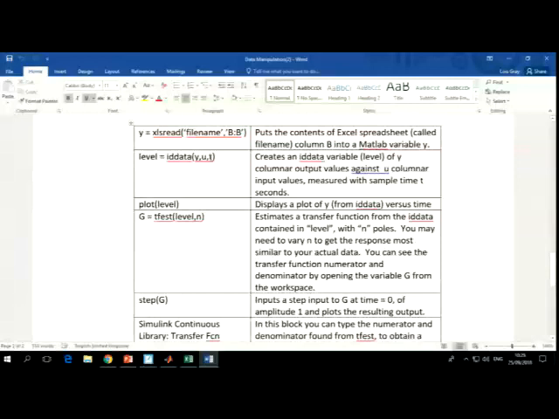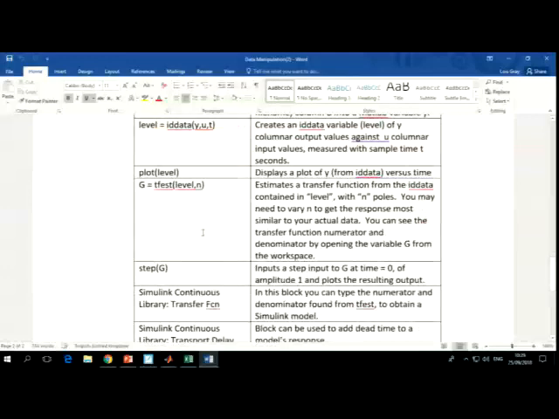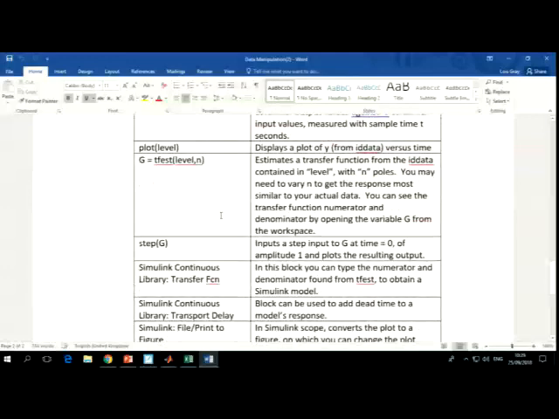T is your time step, so that'll be determined by what you've chosen as your offset. So if you've chosen an offset of 1,000, your time step is 1 second, since we took the readings every 1,000th of a second. If you chose your time step as 100, it would be a different value. So that's what you put in there, and that creates your ID data thing. And then further down here, this here will estimate a transfer function for you based on the data.